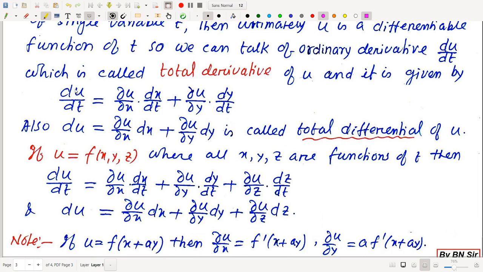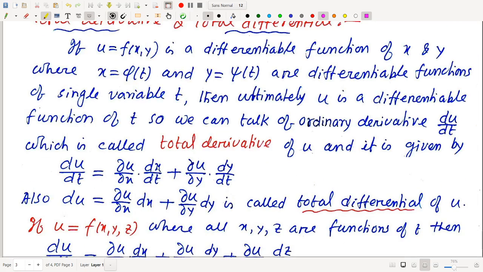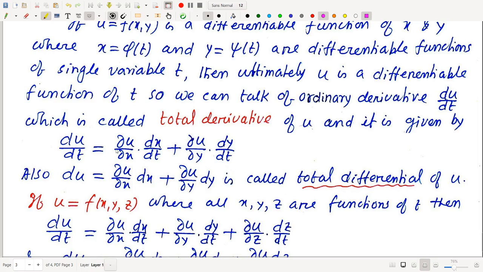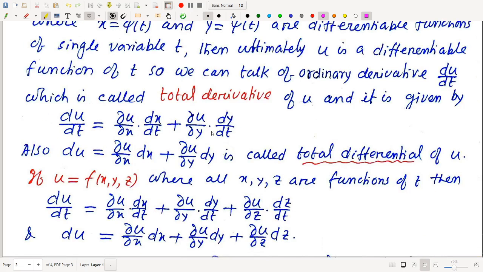And this du by dt is called total derivative of u, and it is given by the formula du by dt. Here it is not del u by del t. Du by dt is del u by del x into dx by dt plus del u by del y into dy by dt. See the mixture: it is partial derivative, it is ordinary derivative. Because x is a function of single variable, so straight d, dx by dt. Y is a function of single variable, straight d, dy by dt. And u is a function of 2 variables x and y, so you cannot use the symbol du by dx. That's why it is del u by del x, del u by del y. So this is also a rule, we are not proving it, it has a proof.